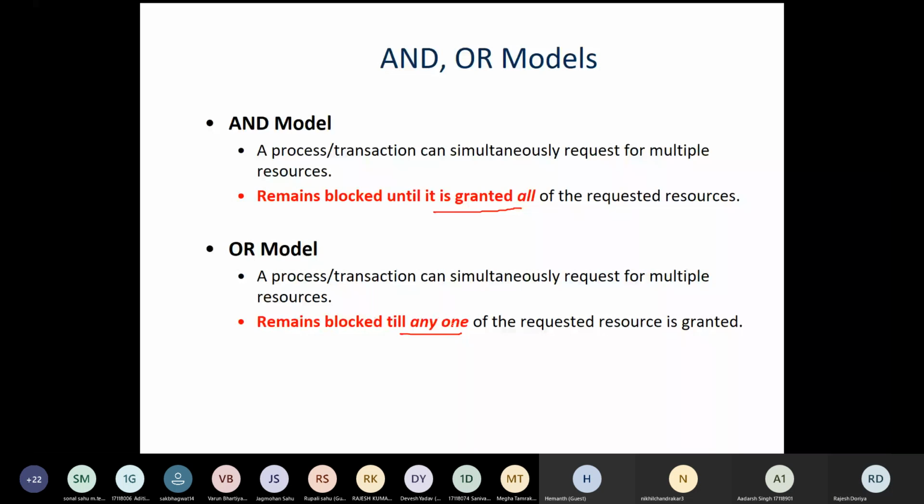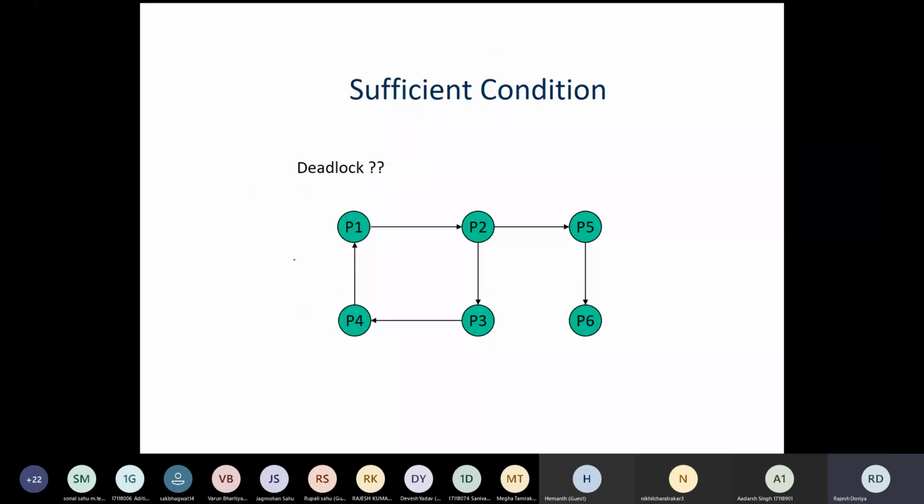Okay, so if all the requested resources are granted, then you can say it is a typical example of the AND model. Or if one of the resources has been granted and still things are happening smoothly, then you can say that the model assumed in this case is an OR model. Fine. So the sufficient condition to have a deadlock is to detect a cycle, right? As you can see, a cycle has been detected here among P1, P2, P3 and P4. So since a cycle is there, you can say that there is a deadlock.